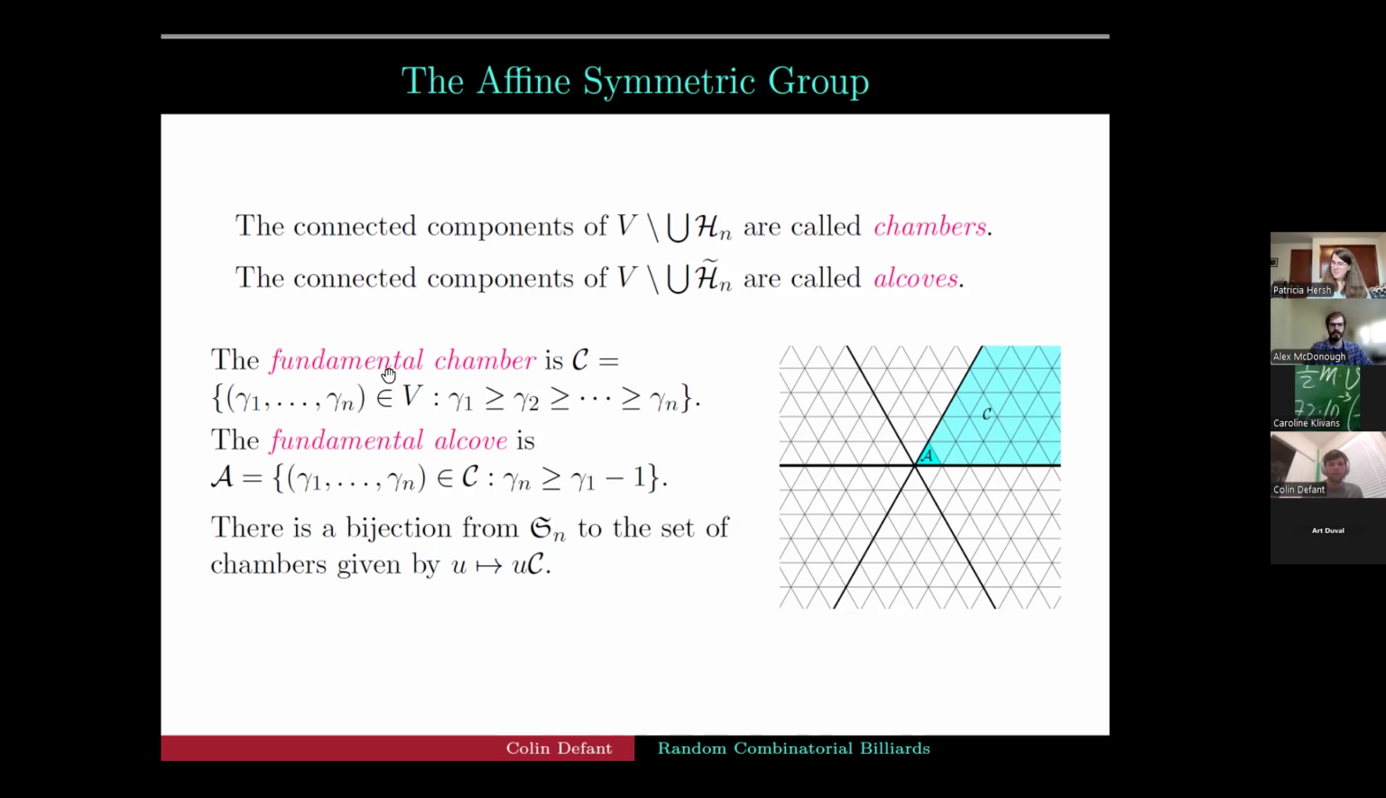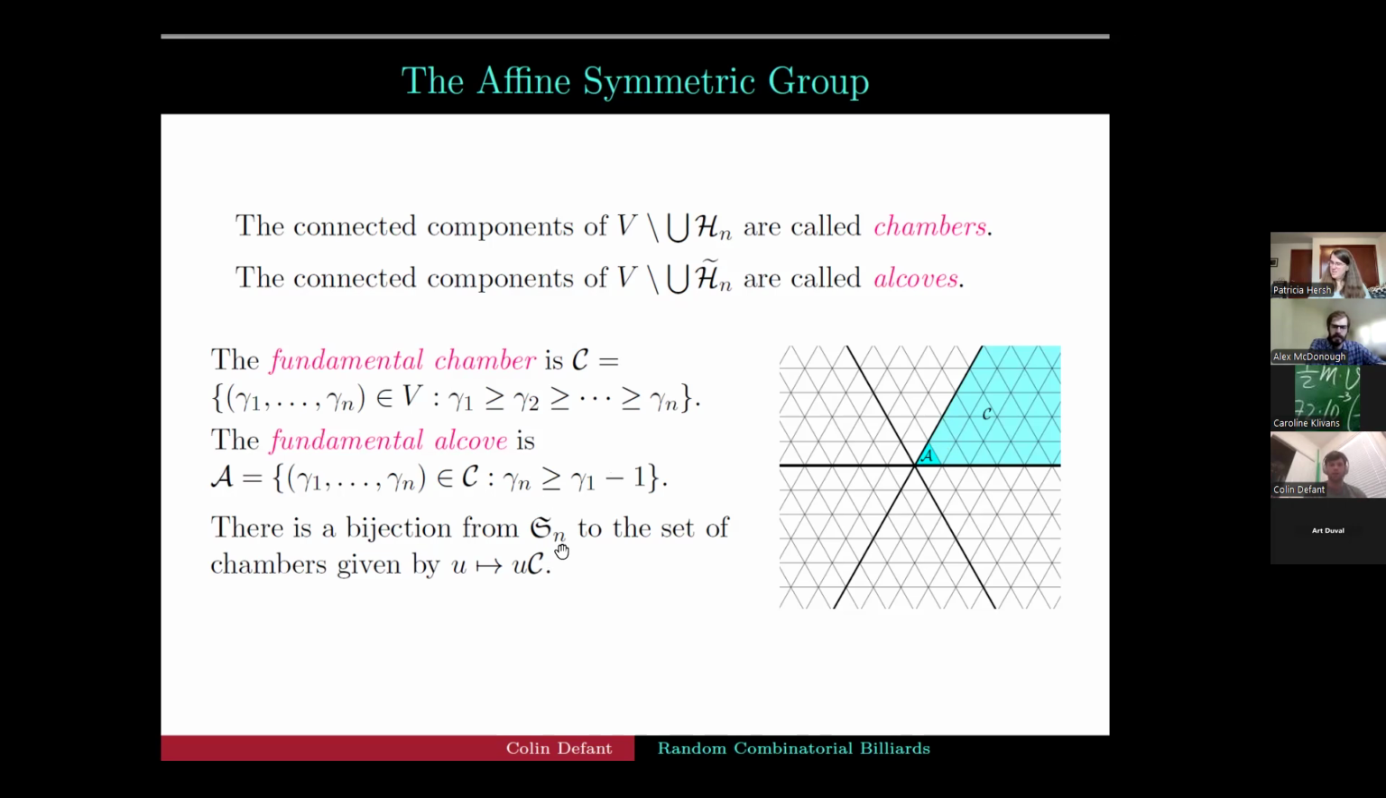Okay, now I'm going to fix a specific chamber called the fundamental chamber, and I'll denote that by C. I've written it here with coordinates. You don't really need to worry about the coordinates. Just think, okay, we fixed some special chamber, and we're calling it the fundamental chamber. And that's, in this picture, what I've shaded here in blue. And then there's also a special alcove called the fundamental alcove. Again, I've written it here with coordinates. You don't need to worry about the coordinates. But basically, you can think about it as the unique alcove in the fundamental chamber that touches the origin. So in this picture, it's this little A here.